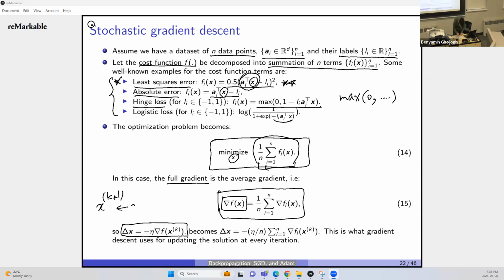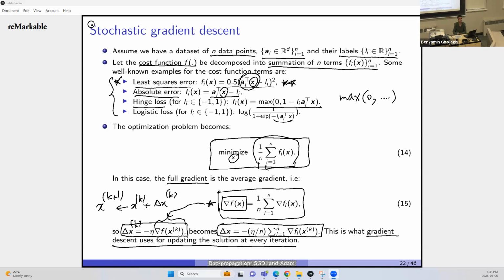x_{k+1} is x_k plus delta x_k. This is delta x_k, minus eta times the gradient of f. Then it becomes this. So I'm substituting this gradient of f here. If you put equation 15 in this, it becomes this. This is what gradient descent uses for updating the solution at every iteration. This is exactly what gradient descent is doing. Gradient descent uses a full gradient. This is called the gradient descent algorithm. It uses the whole gradient. Whatever you give to it as a cost function, it takes the derivative and uses that.